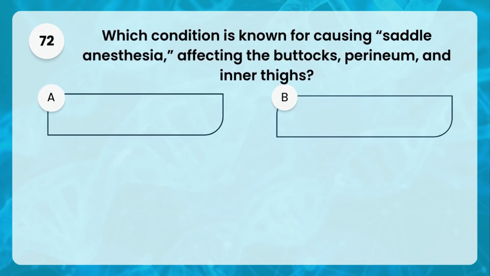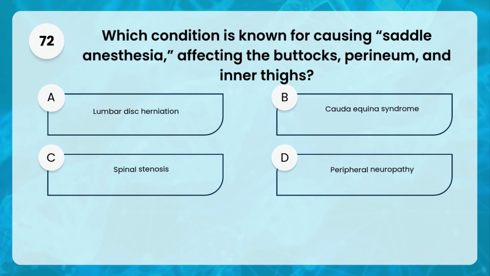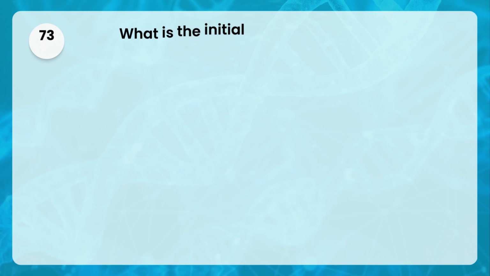Number 72. Which condition is known for causing saddle anesthesia, affecting the buttocks, perineum, and inner thighs? A. Lumbar disc herniation. B. Cauda equina syndrome. C. Spinal stenosis. D. Peripheral neuropathy. The answer is B. Cauda equina syndrome.